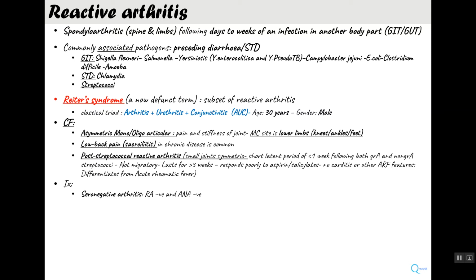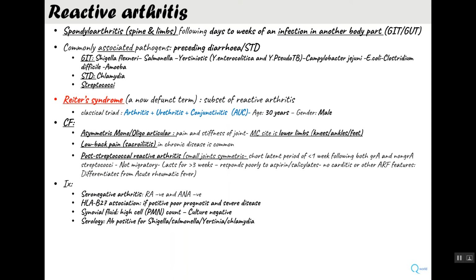What investigations do we do? Rheumatoid factor is usually negative, ANA is usually negative, so people call it seronegative arthritis. HLA-B27 association is usually found, but if it is found, it indicates a very poor prognosis and severe arthritis. Synovial fluid shows a high cell count predominated by neutrophils or PMNs, and culture is usually negative.